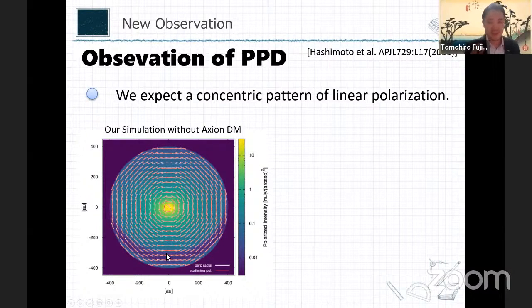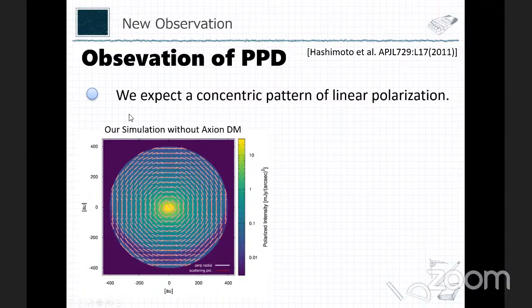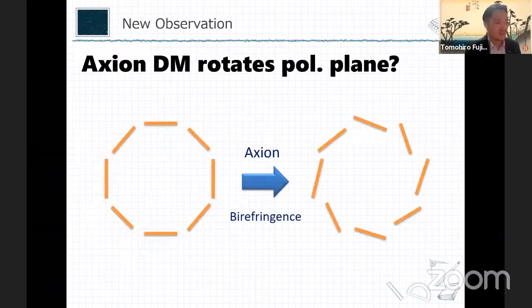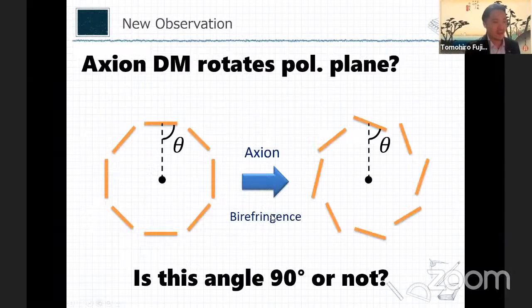In this mass region, let's say 10 to the minus 22 electron volt, the size of a coherent patch of the axion is more than about a kiloparsec, or 1,000 parsec or something like that. So it's huge. You can consider that this entire PPD is inside one coherent patch of axion. That's why we expect the effects are all the same.